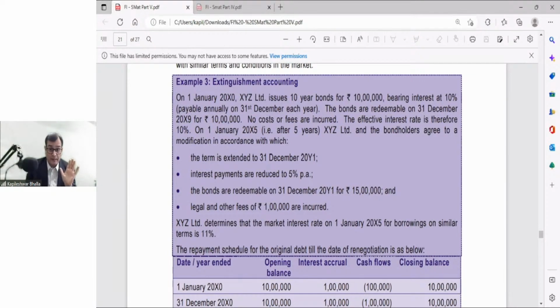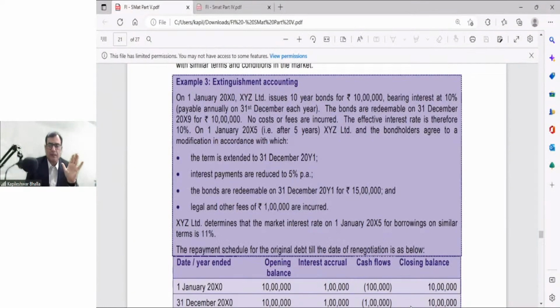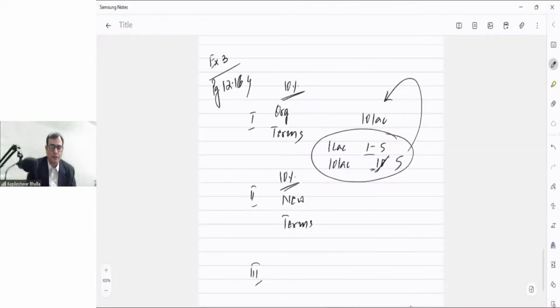Before that, let me also add something. In this particular case, in the second step, we also need to take care of the TC as well. But let's first take care of the principal and the interest. The interest payment is going to be 5%, so you are going to pay now 50,000. And this is going to be paid for the next 7 years, because the maturity date has been extended to December Y1, by another 2 years. And you're going to pay 15 lakhs at the end of the 7th year.